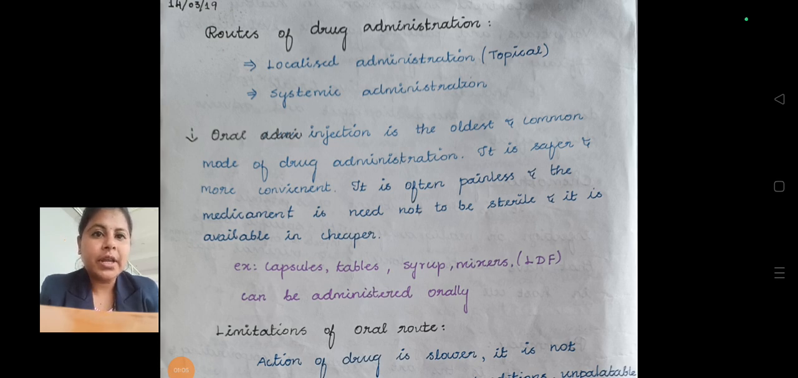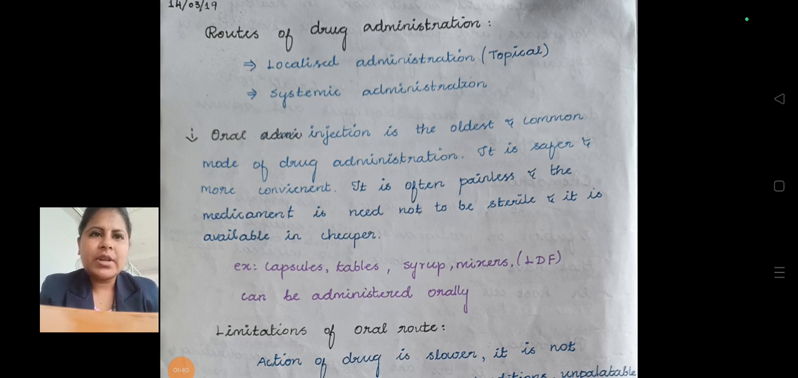This method is very painless. The medicament need not be sterilized. The medicament is also available in a cheaper form. Examples of oral administration are capsules, tablets, syrups, and mixtures, which can be administered orally. If we take a capsule, tablet or mixture, we will not feel any pain. So it is the most painless method for the administration of drugs.